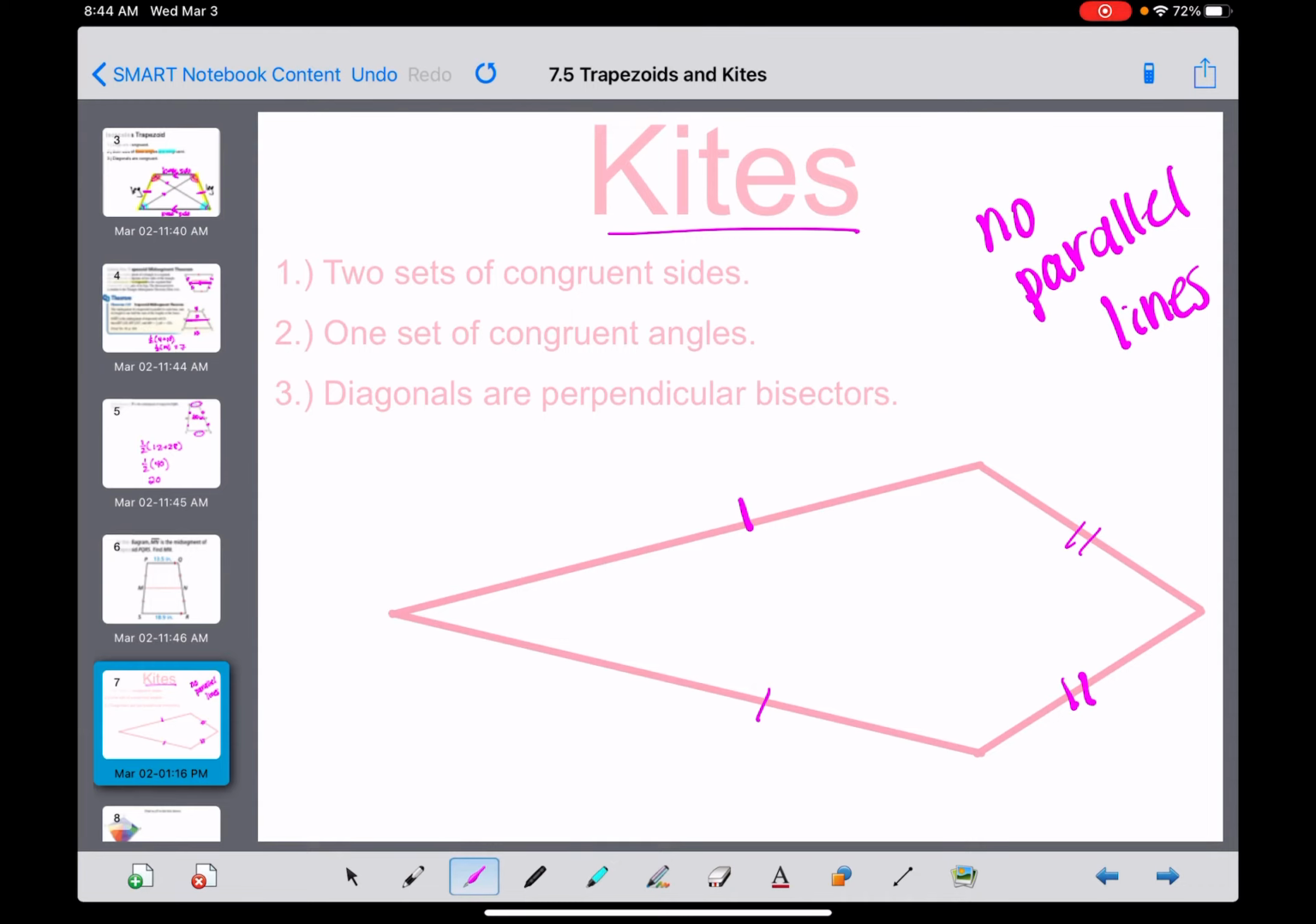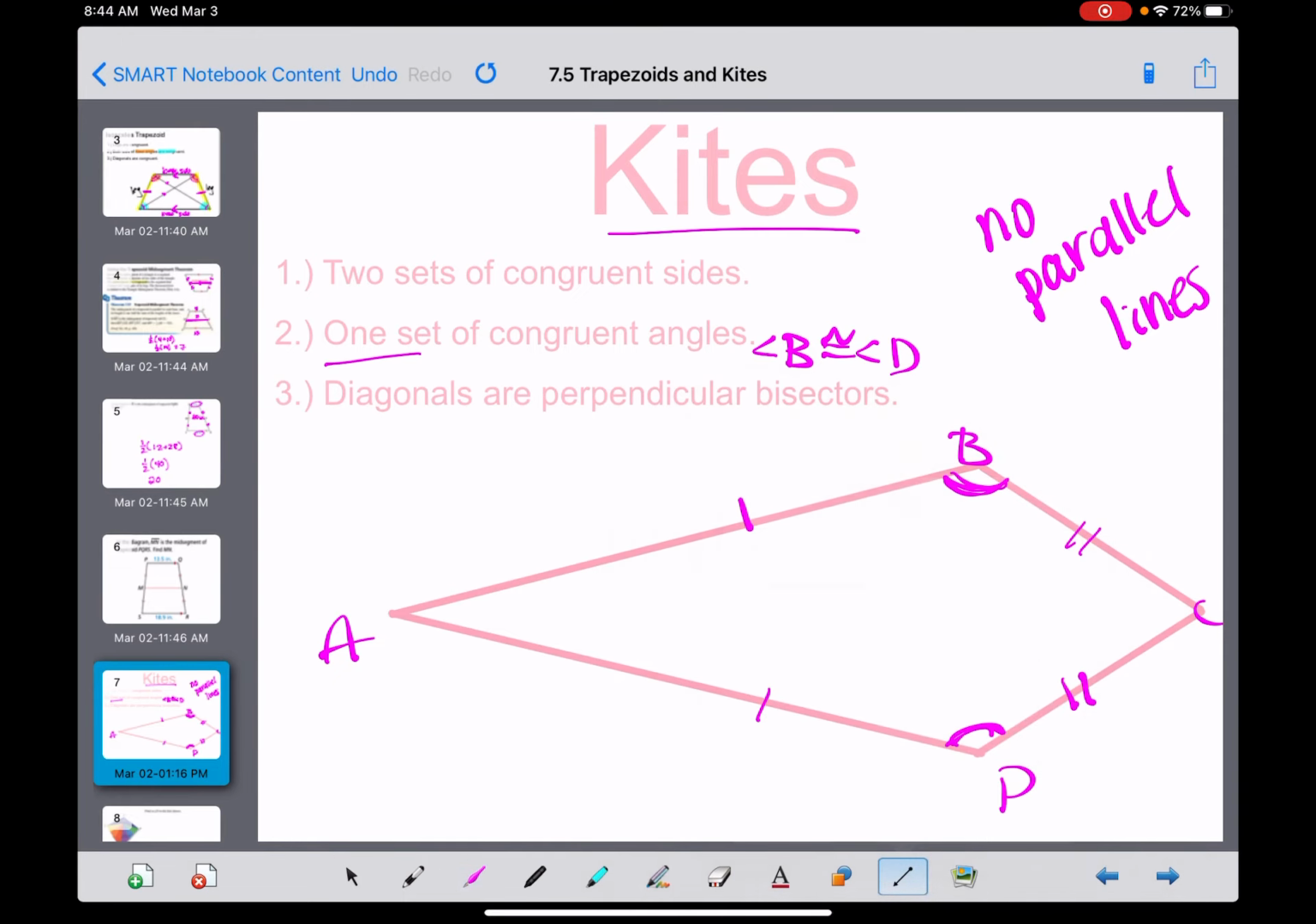There is only one set of congruent angles, and it's the included angle between the two different sides. So this angle is congruent to this angle. Those are the only two angles that are congruent. So if I labeled this properly, angle B and angle D are congruent angles. A and C are not congruent.